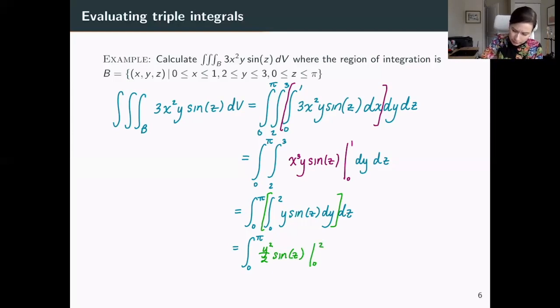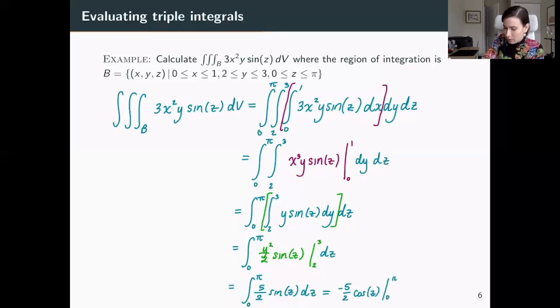Then we have 2 to 3 of this dz. After a little simplification, this will give us the integral from 0 to pi of 5 over 2 sine of z dz, which is negative 5 over 2 cos of z evaluated from 0 to pi, which in the end gives me a value of 5 for this triple integral.